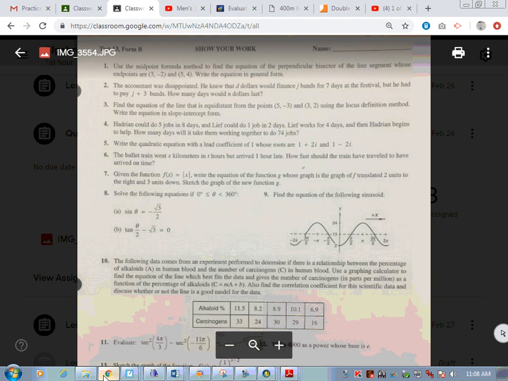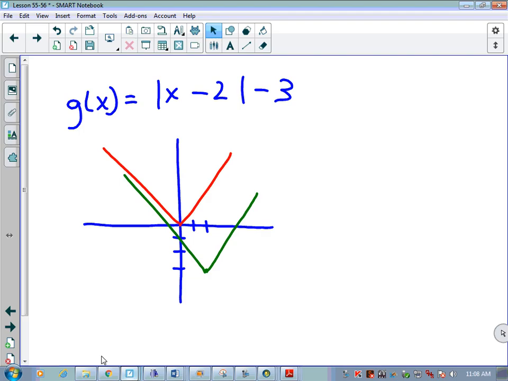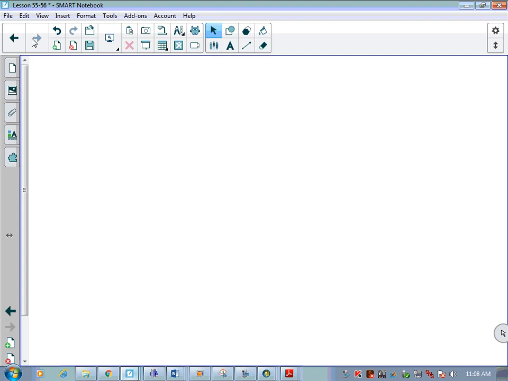Solve the following equations for theta in the range 0 to 360. We want sine theta equals negative radical 3 over 2, and we have tangent of theta over 2 minus radical 3 equals 0. I think we can do both of these right here. Let's see, somebody give me that first one again.